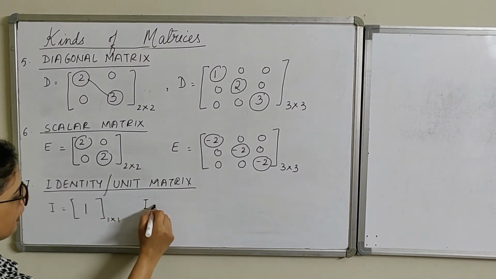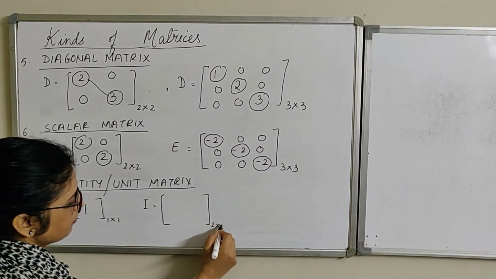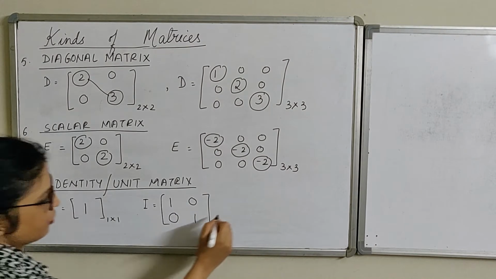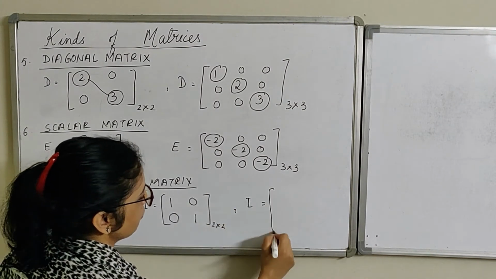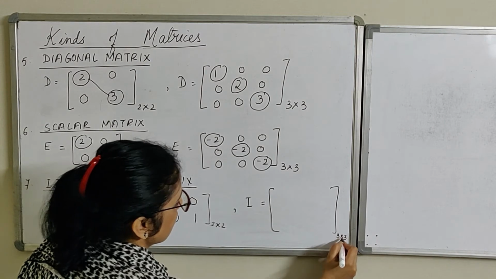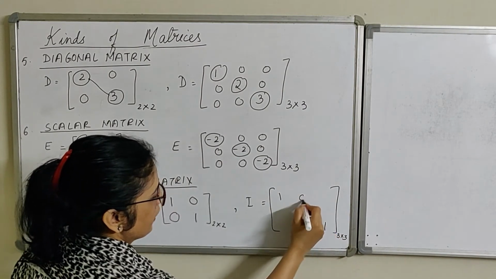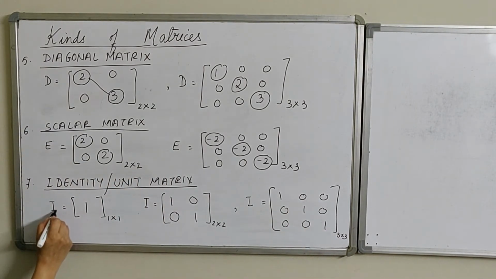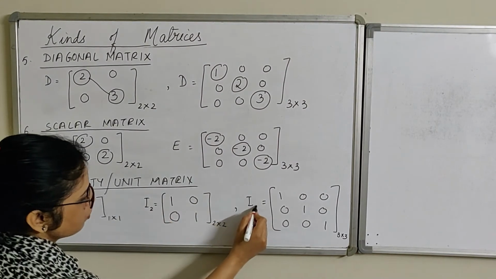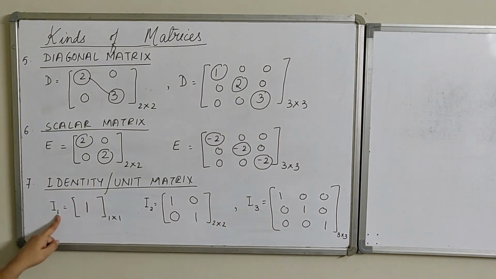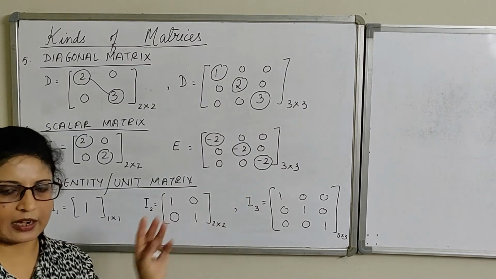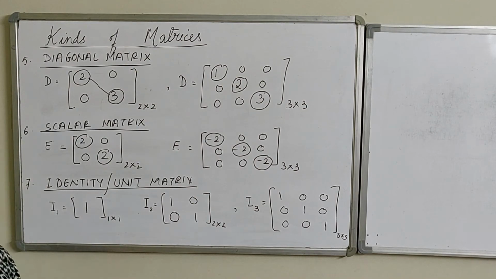In case it is a 2 by 2 matrix, then the diagonal elements are each equal to 1, and the off-diagonal elements are 0. If it is a 3 by 3 identity matrix, then the diagonal elements are again 1 and the off-diagonal elements are 0. So we usually represent the identity matrix as I1, I2, I3, which also indicates that this is an identity matrix of order 1. Order 1 means it's a square matrix having 1 row, 1 column. Identity matrix of order 2, 2 rows and 2 columns, and likewise. So these are different kinds of matrices.